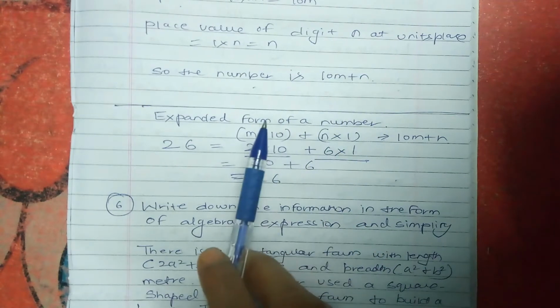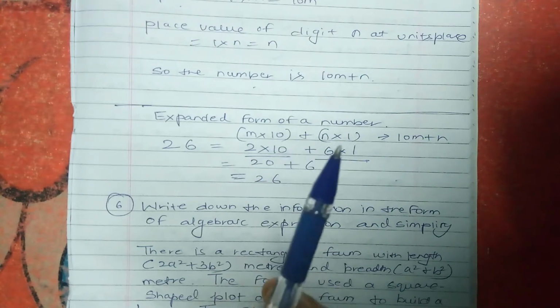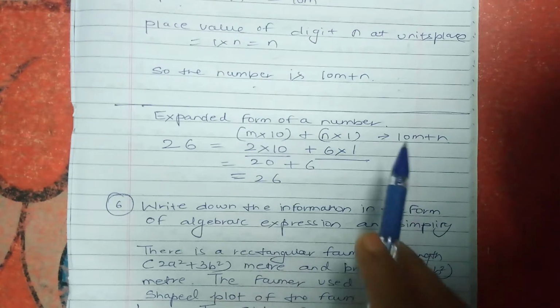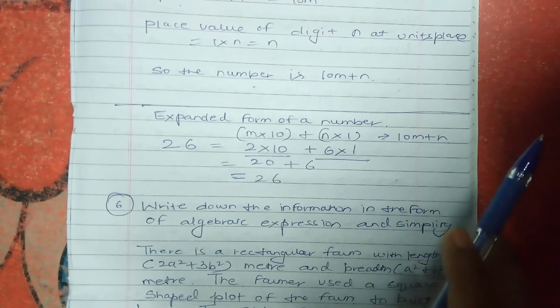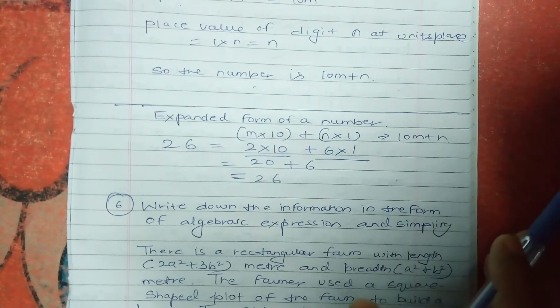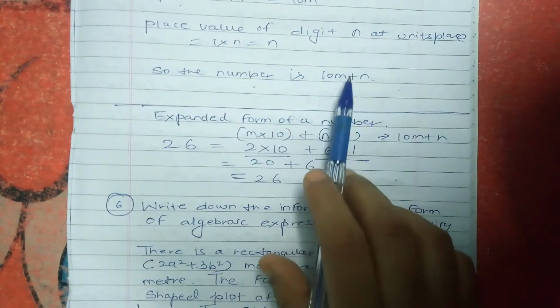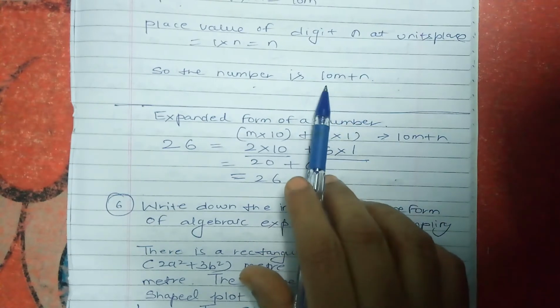We cannot write the number as mn because conventionally mn means what? M multiplied by n. Isn't it? If we write mn as the number, then that won't be a number, because mn means m into n. So that is going to express something else. So whenever we are writing or expressing a number in the form of letters, we have to write the expanded form of it. So it is 10m plus n.